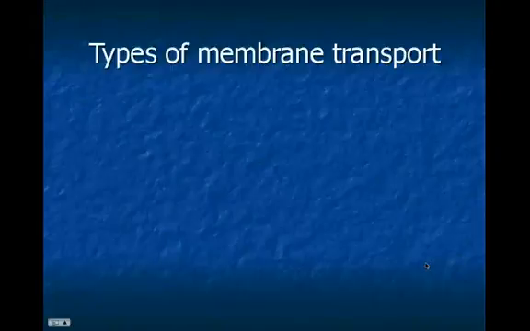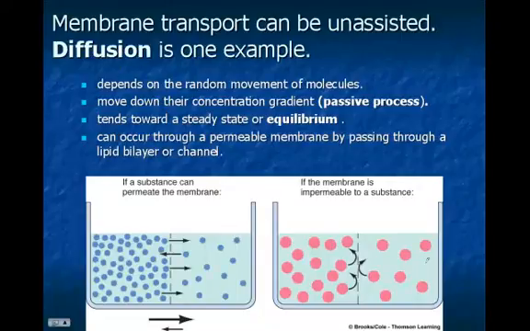So again, we're going to start off by talking about how we bring things into and out of the cell. This is what we mean by membrane transport. Membrane transport can be what we call unassisted, meaning there are some things that will simply move or diffuse across the membrane. Some examples are oxygen and carbon dioxide. And as you can see here, diffusion is a passive process.